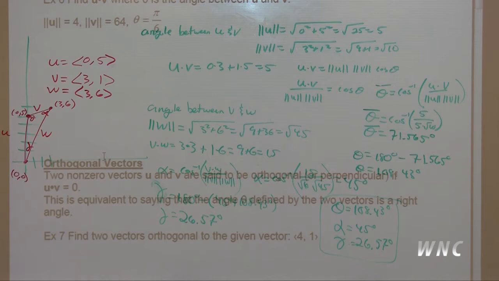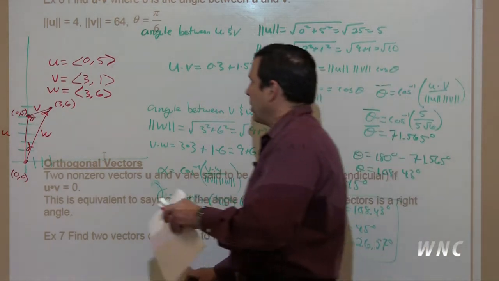So we'll move on to example 6. Find u dot v where theta is the angle between u and v.